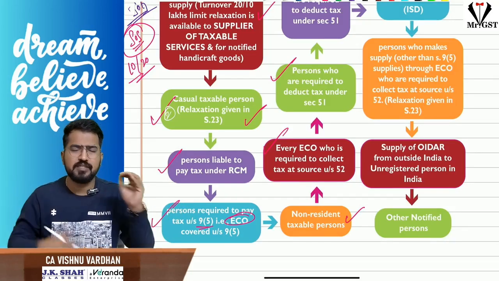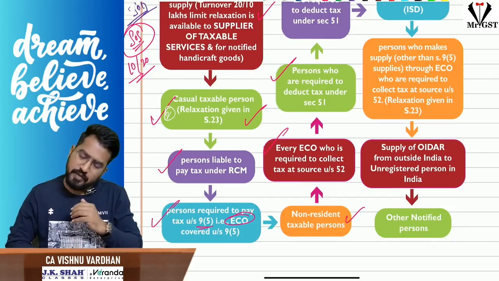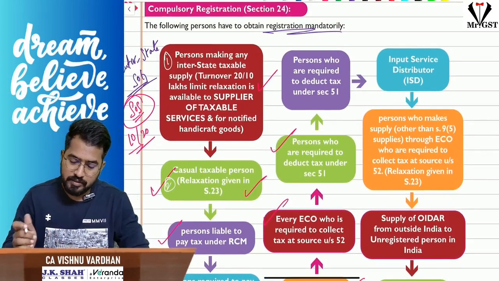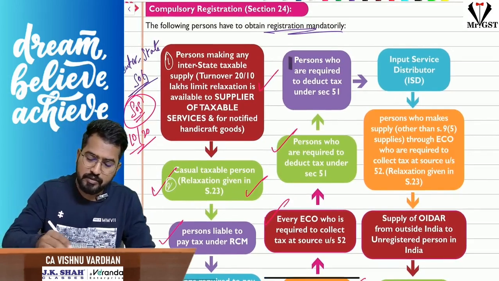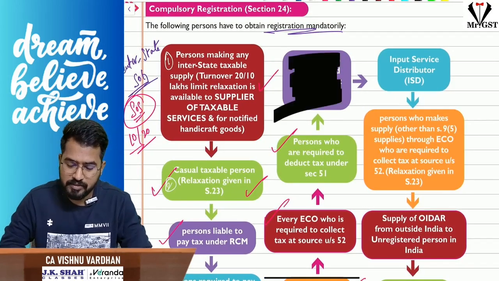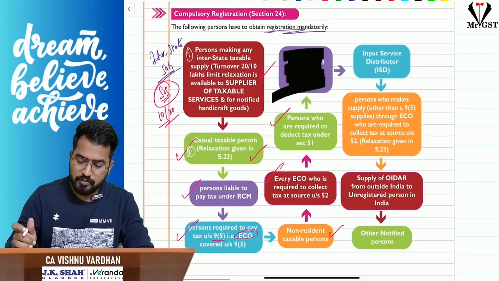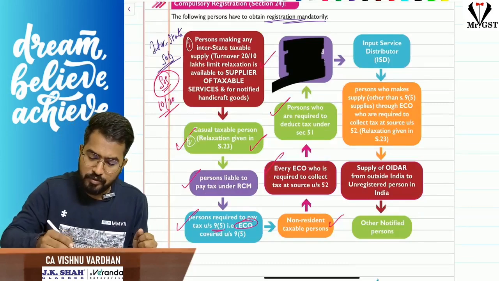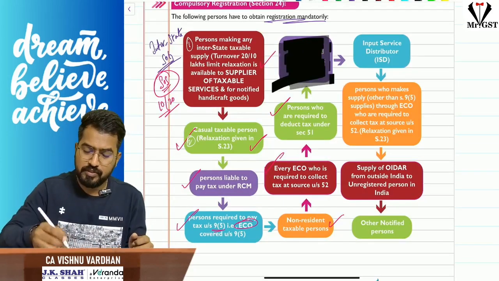We are not doing any business, still we should get registered if we are supposed to follow sections 51 and 52. Okay, next. This is given twice actually, persons who are required to deduct tax under section 51. So fine, that is the point. Right. Now here, in your book you will have it correct, I am using a different soft copy.